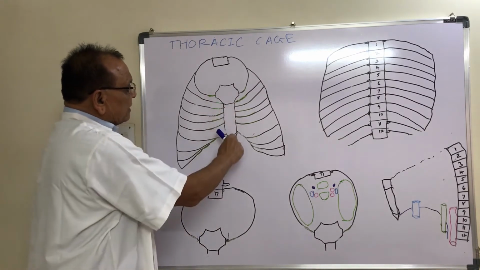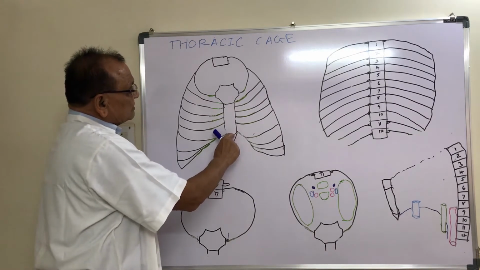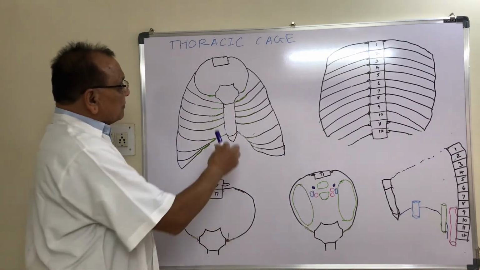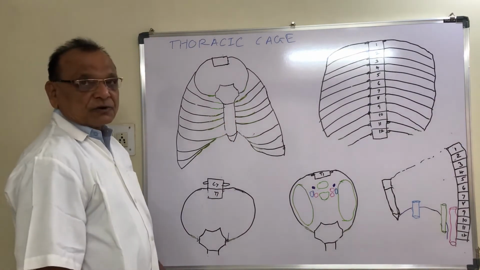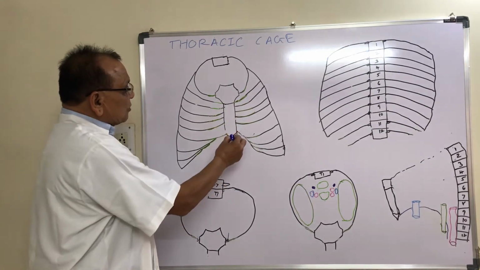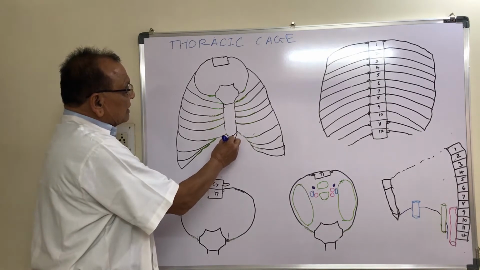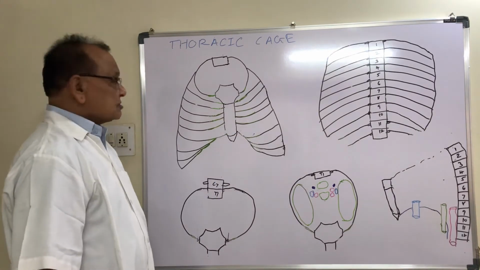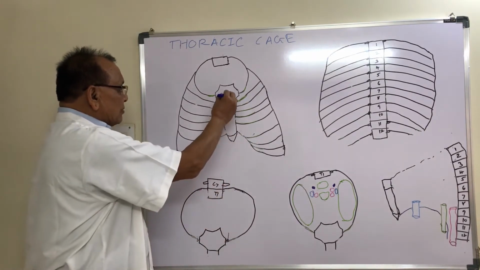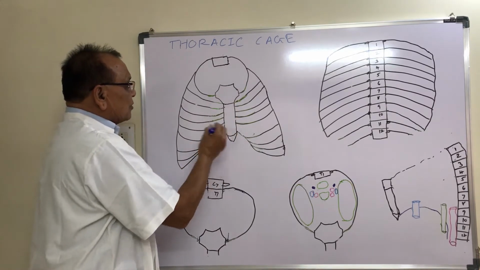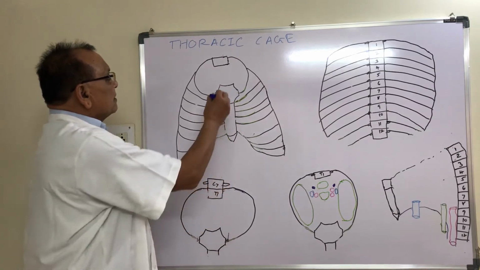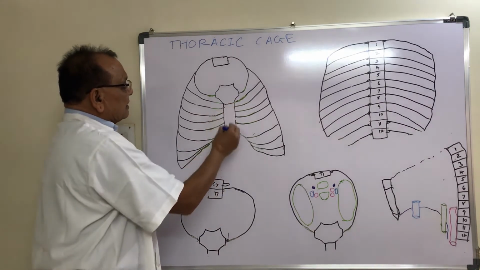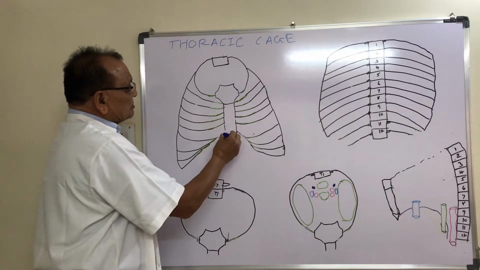The lower end of the body is articulated with the xiphoid process, and the joint between the body and xiphoid process is known as the xiphisternal joint. The lower end of the xiphoid process is called the tip of the xiphoid process. So the sternum has three parts: manubrium, body, and the xiphoid process. These three parts make two joints, the manubriosternal joint and the xiphisternal joint.